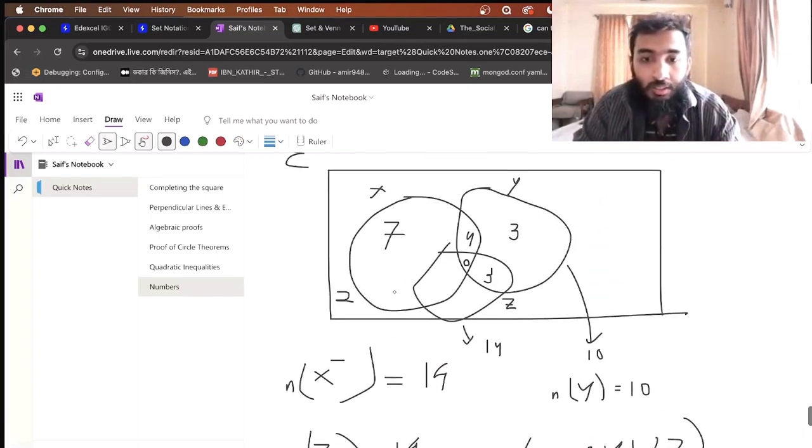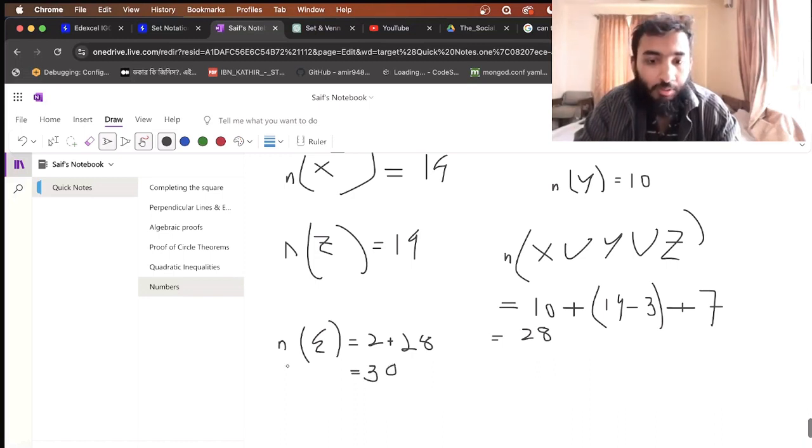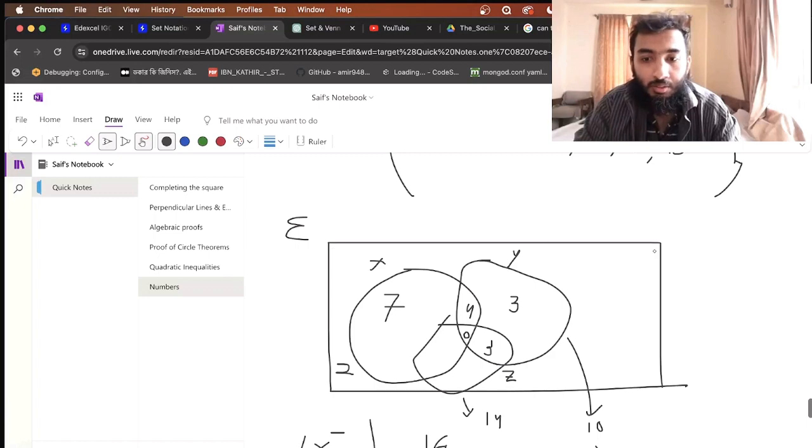And what is outside x union y union z? 2. So the total number of elements in the universal set is 28 plus 2, which is 30. So this is the total number of elements in the universal set. This universal set contains 30 elements in total.